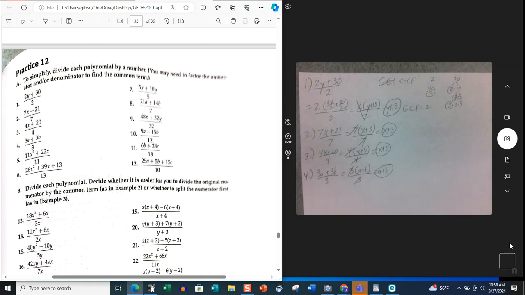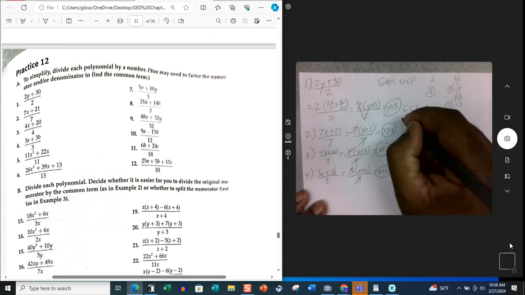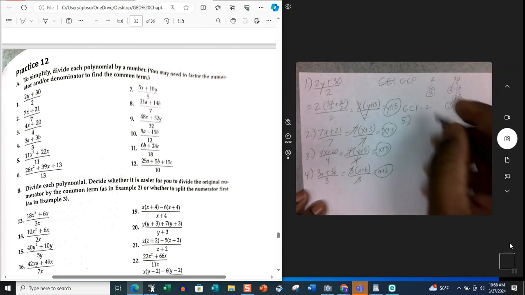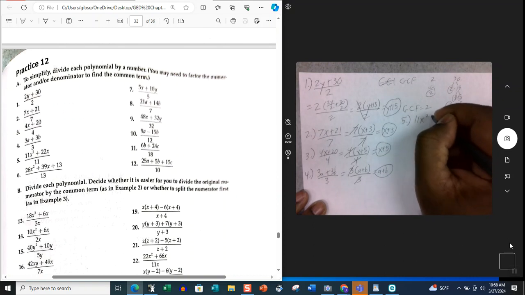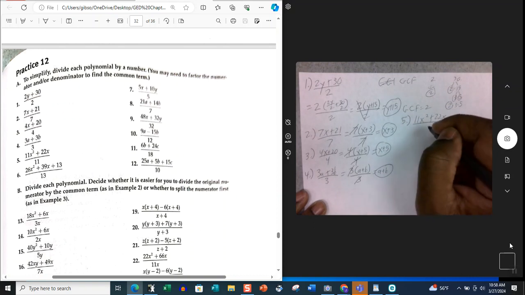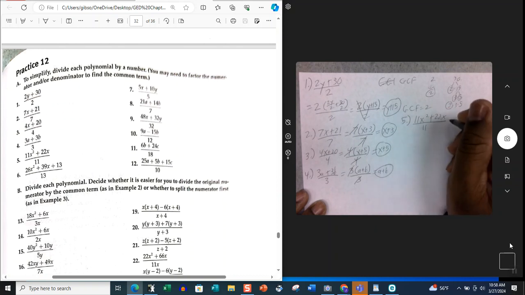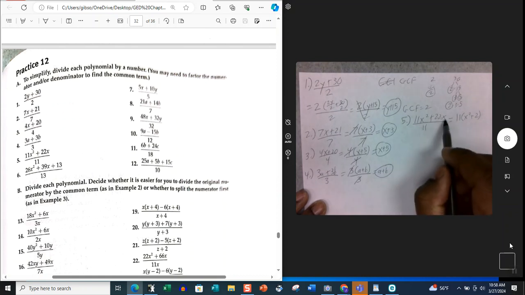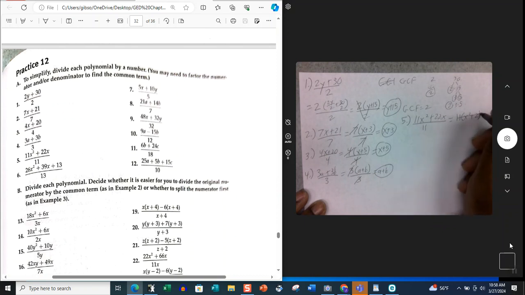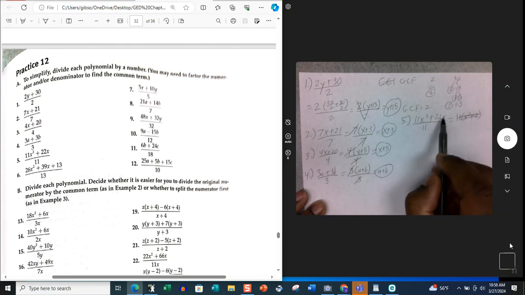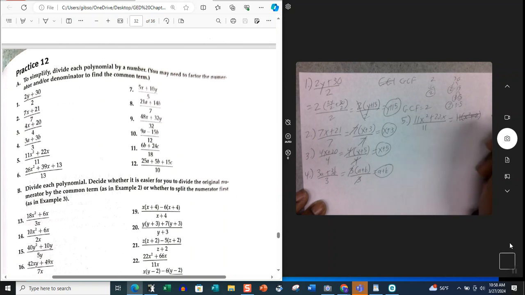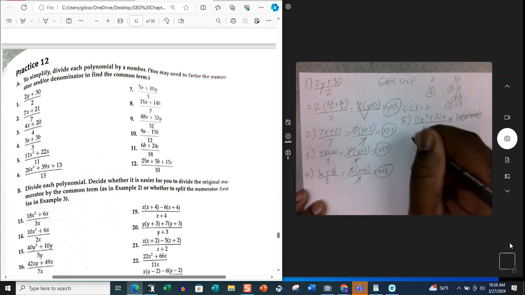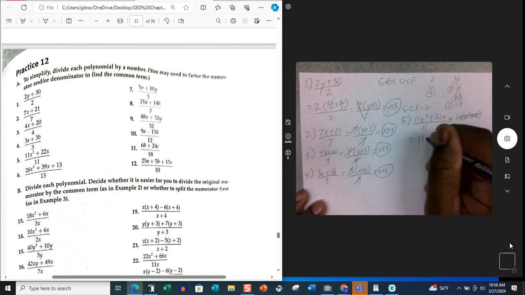Now, let's look at number 5. We have 11x squared plus 22x all over 11. Now we can factor out 11, and we have x squared plus 2. Oh, you know what? We're supposed to factor out, okay, both of these terms have an x in it. So we were also supposed to factor out an x as well. So this right here, we could factor out 11x.